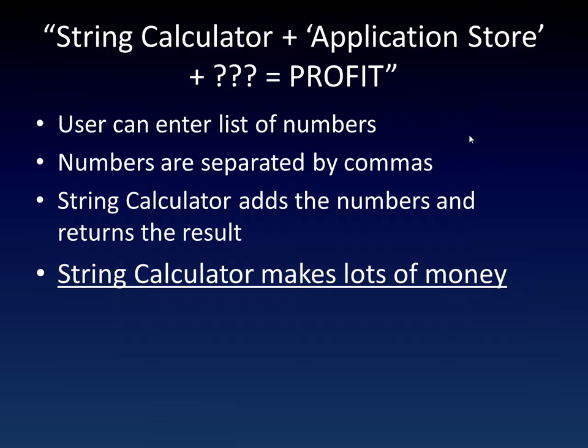So our string calculator has pretty simple requirements. Users can enter a list of numbers. It could be 0 numbers all the way up to n numbers. The numbers are going to be comma delimited, so there'll be a comma between each number. And all the string calculator has to do is add the numbers up and return the result. And it also has to make lots of money. There's no point in building it if it doesn't make lots of money, right? Because that's what Baron von Kitty wants. He wants his money. He wants his check.